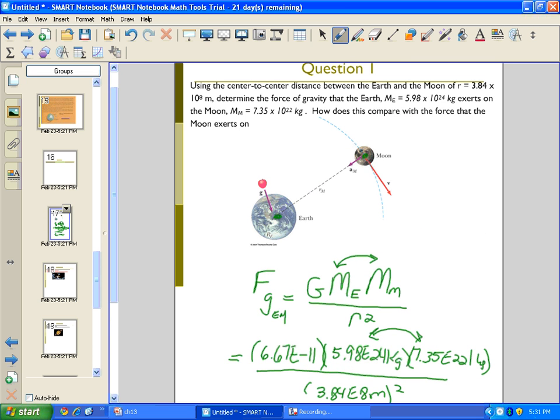The Moon pulls on the Earth along this direction. The Earth pulls on the Moon along this direction. And so you can see the directions are opposite, but the magnitude of the pull is the same. Why is it then that the Moon goes around the Earth? Well, that is because the Moon, being less massive, 100 times less massive, experiences the greater acceleration.